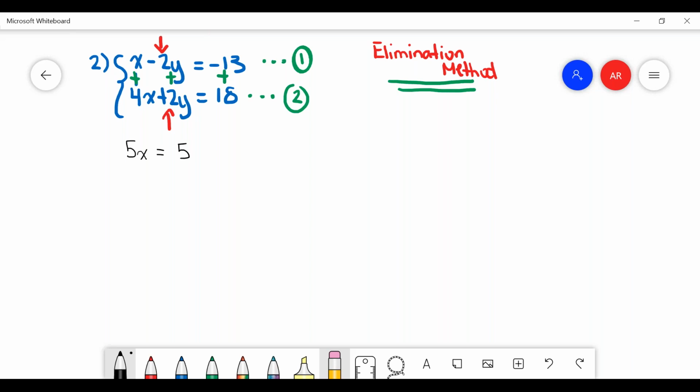Now that we have this, we can isolate x further to figure out our value for x. We just need to divide both sides by 5, as 5 is being multiplied with x right now. So dividing both sides by 5, we can cancel out the 5 which is being multiplied by x. So 5x over 5 would be x, and 5 over 5 would be 1. So we have our value of x as 1.